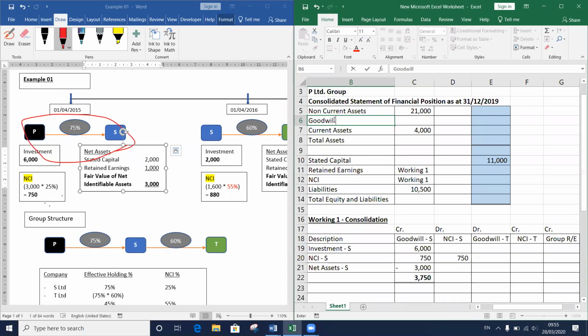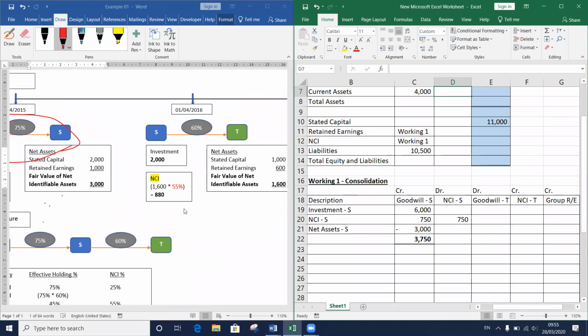usually we show under non-current assets. After non-current assets we need to show the goodwill amount. Right. Goodwill amount. So this middle column I will use for adjustments, right? Goodwill generated through the acquisition of S is 3750. Right?